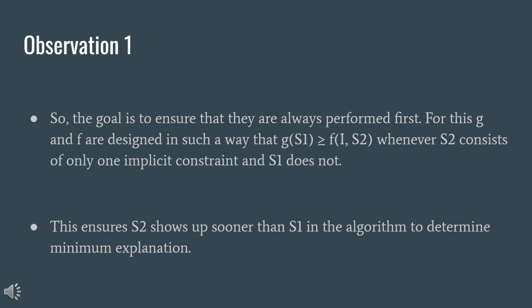Since these implicit constraints follow such well-specified patterns, the target is to perform propagations related to these constraints first. For these, the functions g and f have to be designed in such a way that for all S1 not containing any implicit constraint and for all S2 having one implicit constraint, we have g of S1 is greater than or equal to f of I, S2. This way, S2 will always be taken before S1 in the algorithm to select the minimum cost explanation.